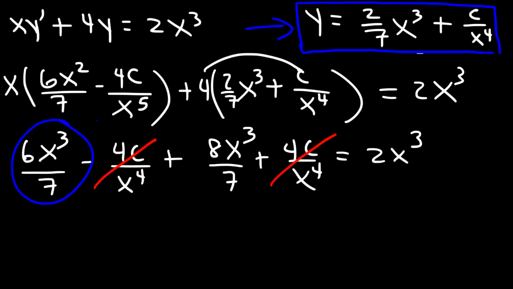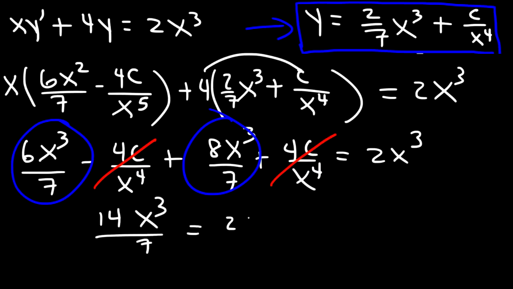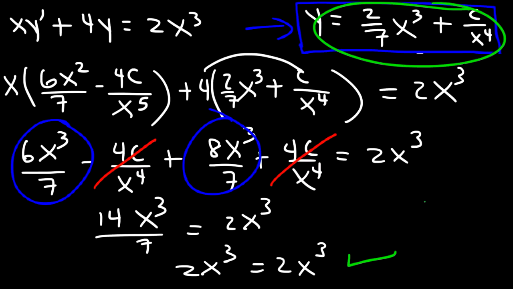And then these two are like terms, so we can add them. 6 plus 8 is 14. And 14 divided by 7 is 2. So because the equations, the left side and the right side, are the same, this is indeed a solution to the differential equation. Now let's move on to our next example.